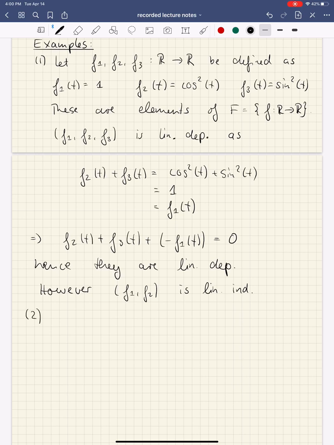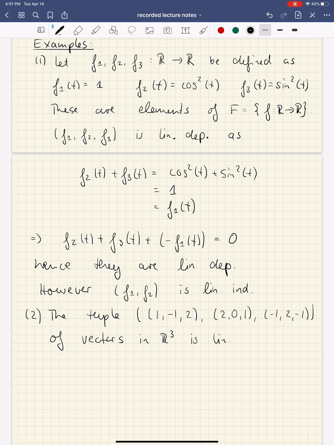Secondly, now I'm claiming that the tuple, and I'm going to take a tuple in R3, this is one element, and I'm going to take 2, 0, 1 as the second element, and minus 1, 2, minus 1 as the third element, of vectors in R to the 3 is linearly independent.